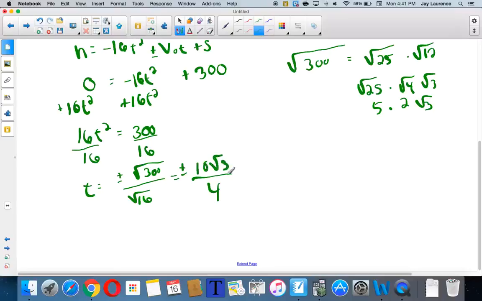Simplified is going to get me 5 square root of 3 divided by 2 plus or minus. Now the negative time won't mean anything to me, so I'll ignore it. So I'm going to do 5 times the square root of 3 and then divide that answer by 2, and I'm going to get about 4 and 3/10 seconds. Sorry about that. All right, so the time is going to be approximately 4 and 3/10 seconds. That's how long it's going to take to fall. That's part A. Now, I could have done quadratic formula and I'd get the same thing.